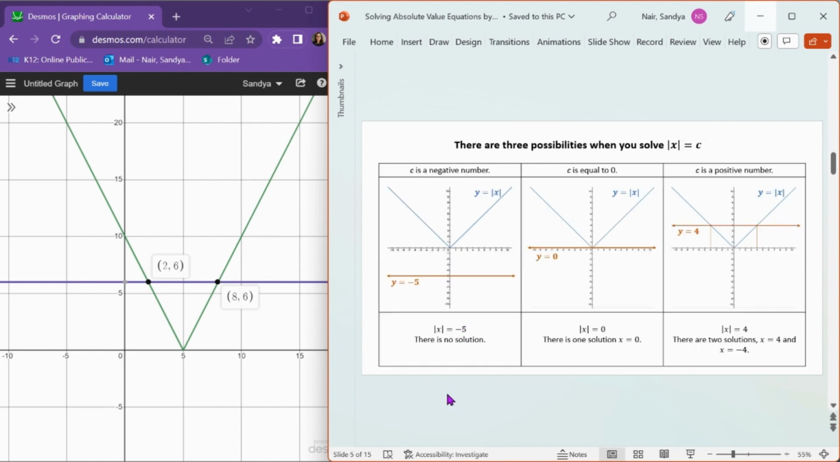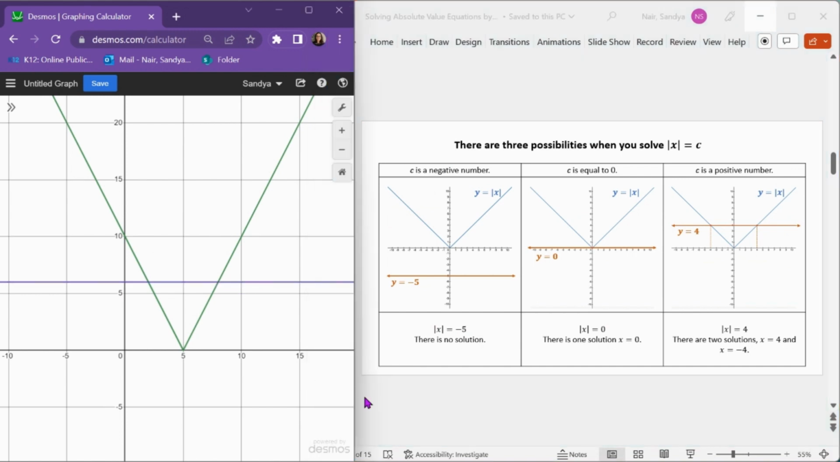So remember, when we're working with absolute values, there are several different possibilities that could occur. Suppose we're solving the absolute value of x equals c, where c is some number. In case one, if c is a negative number, there will be no solution. So if we're solving the absolute value of x equals negative 5, the left side of the equation is graphed here: y equals the absolute value of x. And then the right side of the equation, y equals negative 5, is graphed here. Notice that these two graphs will never intersect, so that's what tells us we have no solution.